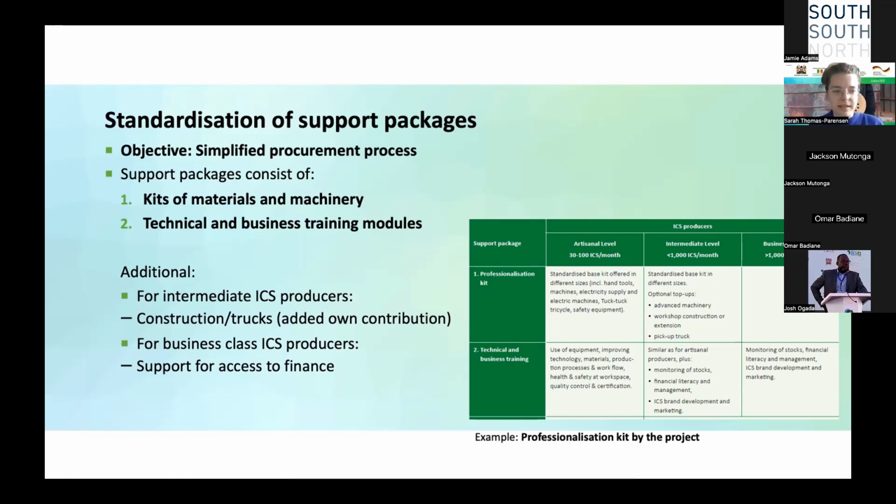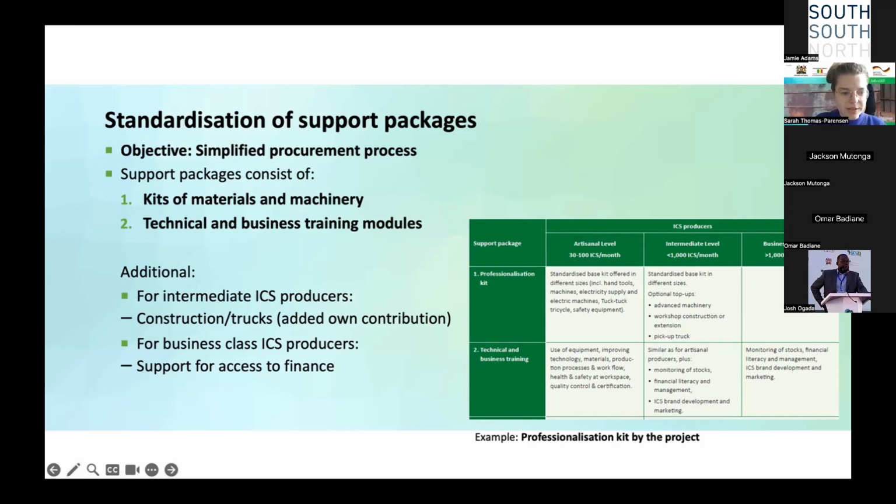And then, as an additional element for intermediate producers, so producers that already have a higher production capacity, a construction or truck was also provided. And for business class producers, as you've already seen in the mentee, access to finance is a big issue. So there was a higher focus on supporting access to finance for these producers so they can scale up even more.